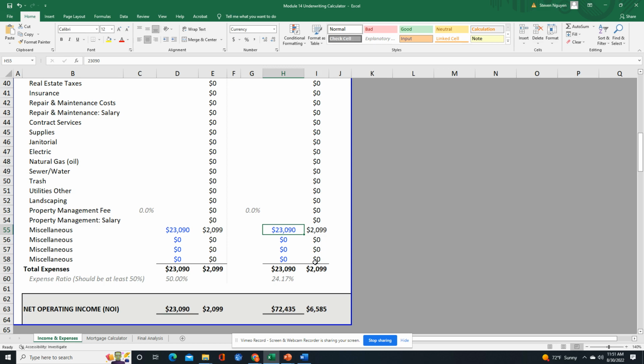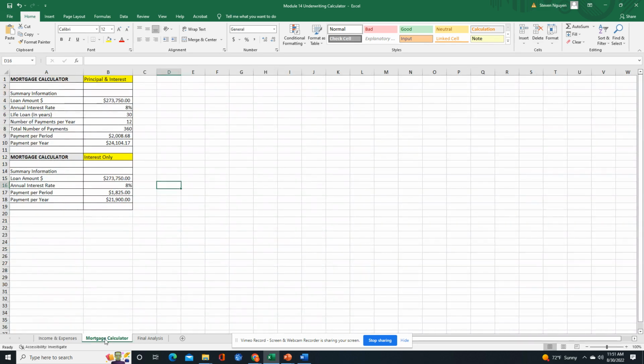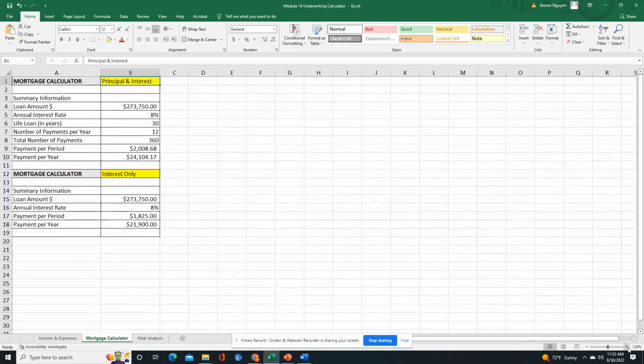So you do get that economies of scale, which is nice. So here, once you get your NOIs, you can go over to your mortgage calculator tab. I broke it down in two options. You've got your principal and interest mortgage calculator, and you have your interest only. Right, so let's go over the principal and interest first. Let me make this a little bigger.